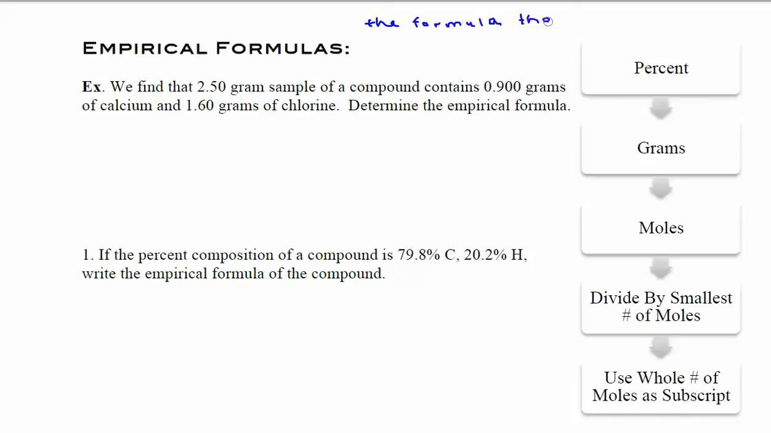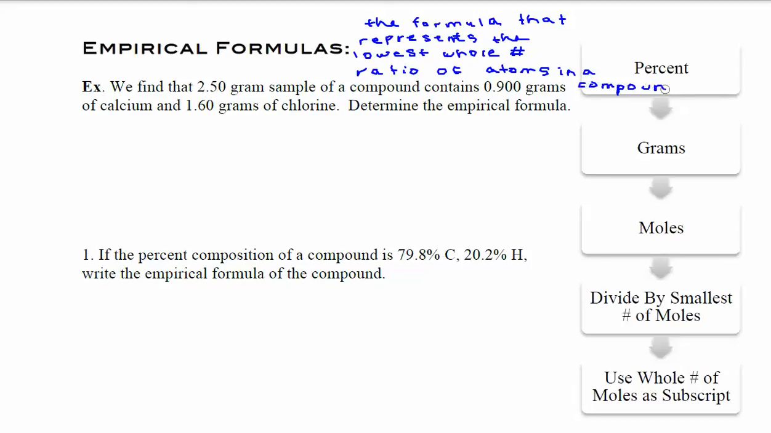that represents the lowest whole number ratio of atoms in a compound. So let's look at a bunch of examples to really understand this definition that I just gave you.